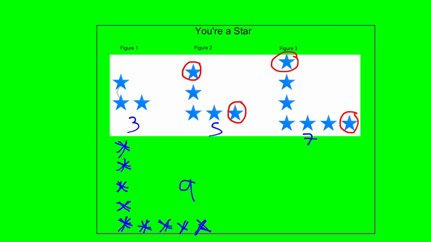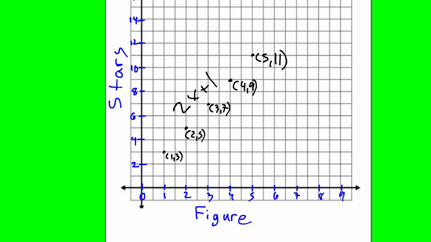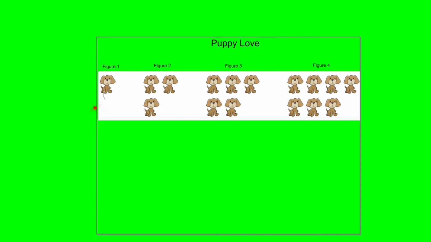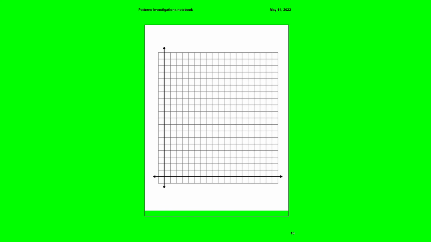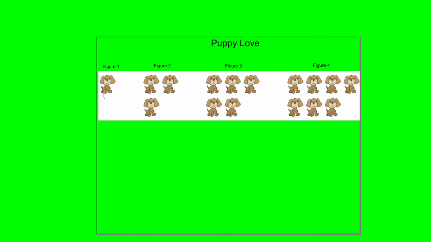The kids have an assignment for tonight. They have to do this exact same thing with the pattern called puppy love. Today in class, they copied down this pattern, and then they had to do one of these and these for puppy love. I hope that helps.